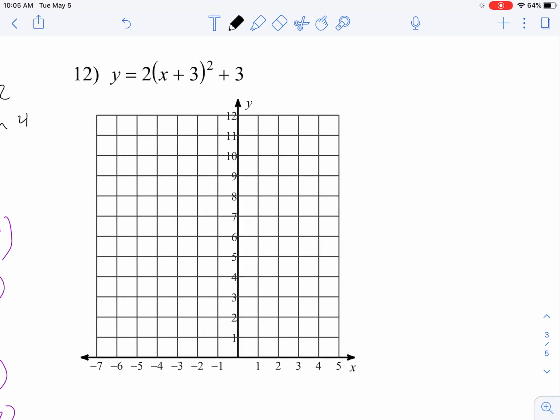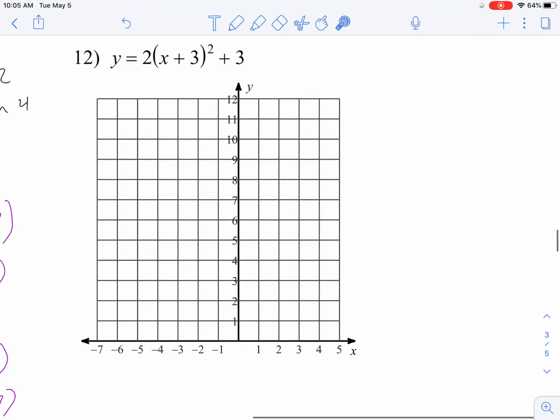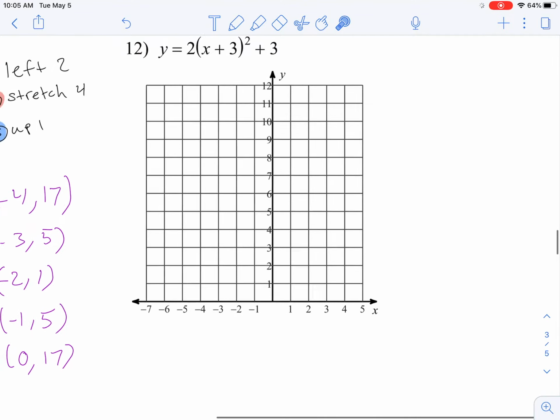And we're going to take a look at two more quadratics in vertex form and graphing them. So we're going to graph this from vertex form. We are going to just continue working with the tables.